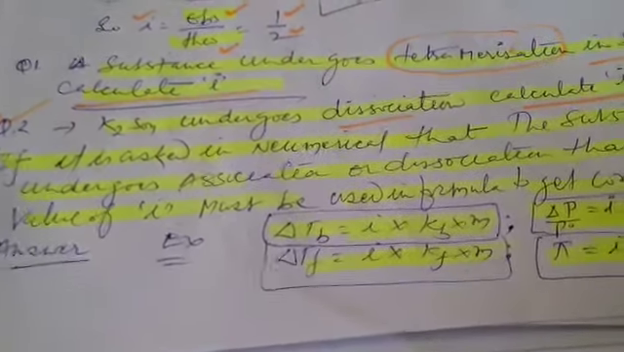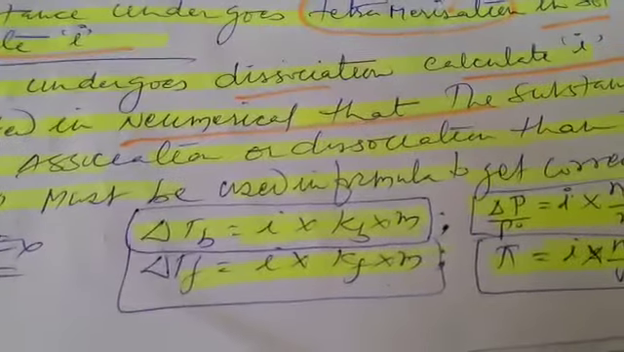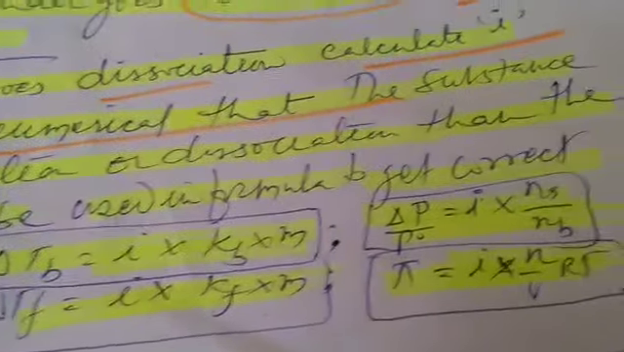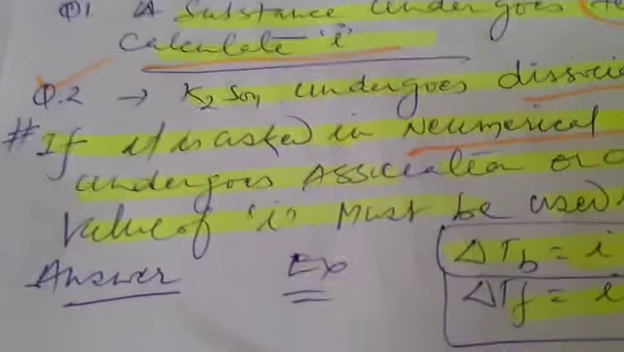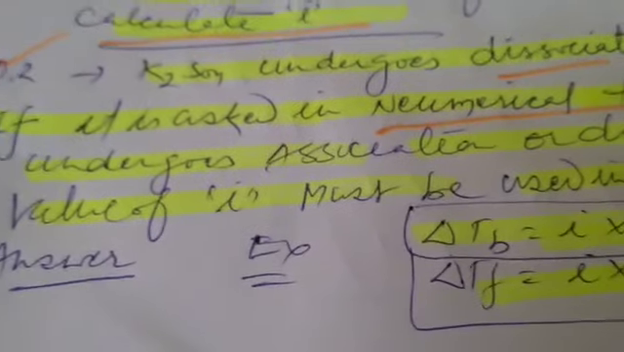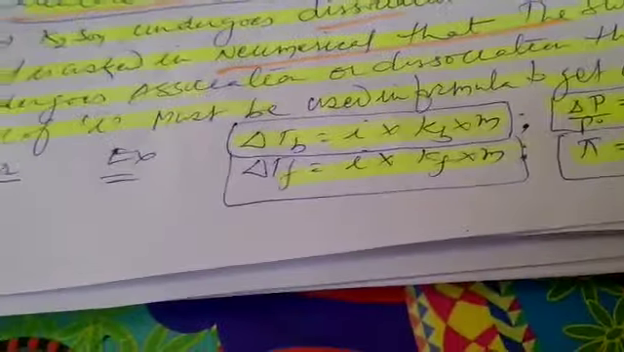Now you must keep in your mind that if it is asked in a numerical that the substance undergoes association or dissociation, then the value of i must be introduced in the formula to get the correct answer. Otherwise, your answer will be wrong.